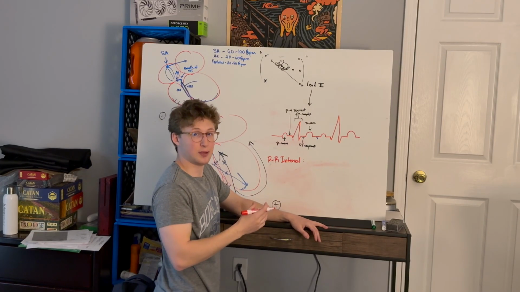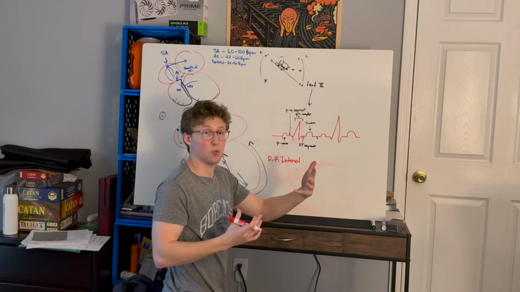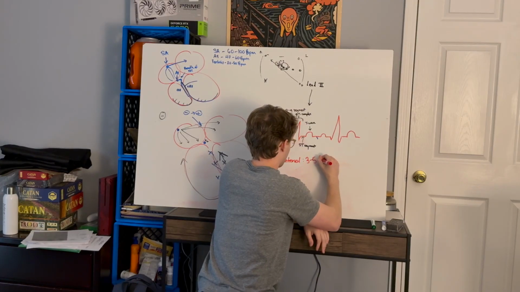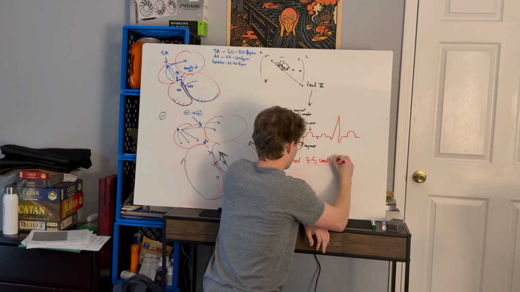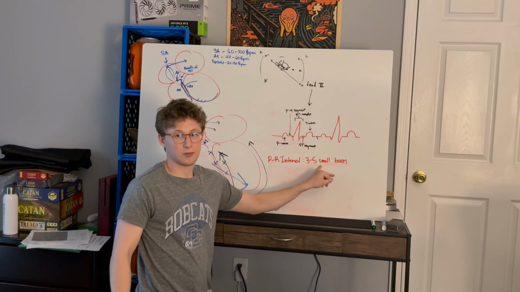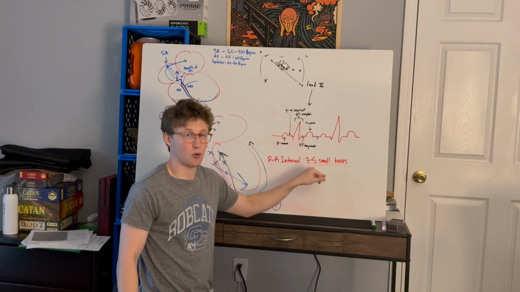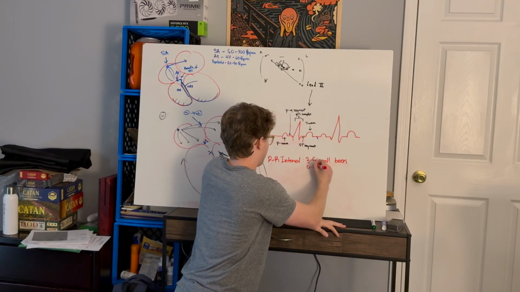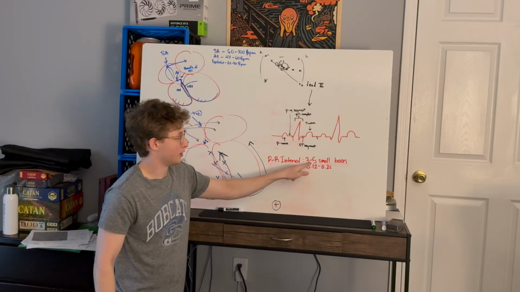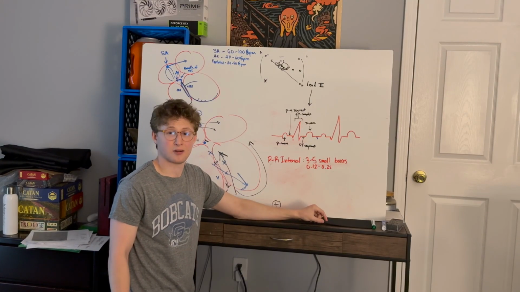This should normally be 3 to 5 small boxes, or at the most, it should be 1 large box. So that would be three to 5 small boxes, 0.04 seconds per small box, 0.12 to 0.2 seconds. PR interval, 3 to 5 small boxes, 0.12 to 0.2 seconds. What does that even mean? Why is that important?